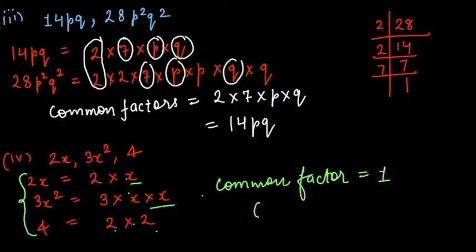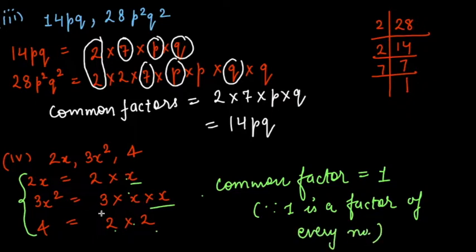You can write the reason: because 1 is a factor of every number. So if you cannot locate any common factor between the given terms, 1 will always be the correct answer as it is a common factor for all the terms. Now I have the fifth part of this question, which says: 6abc is the first term, 24ab square and 12a square b.